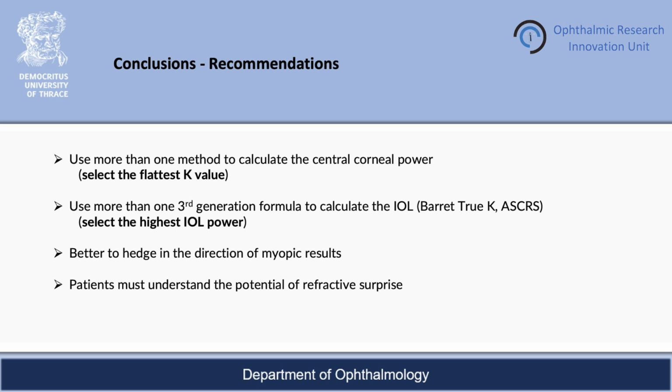So, in conclusion, when dealing with post-refractive eyes, it's essential to use multiple methods to determine the central corneal power and choose the flattest K value. Similarly, employ more than one formula for intraocular lens calculation, choosing the highest IOL power. It's preferable to lean towards a myopic outcome rather than a hyperopic one. However, despite these precautions, it's important to inform patients that refractive errors may still occur.